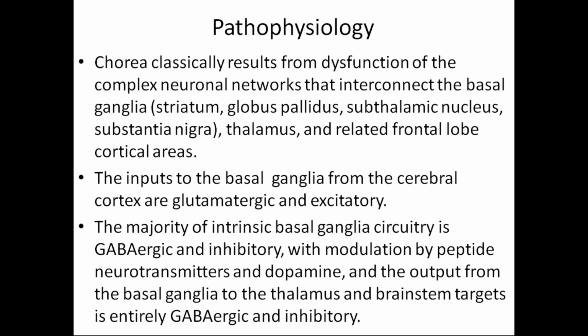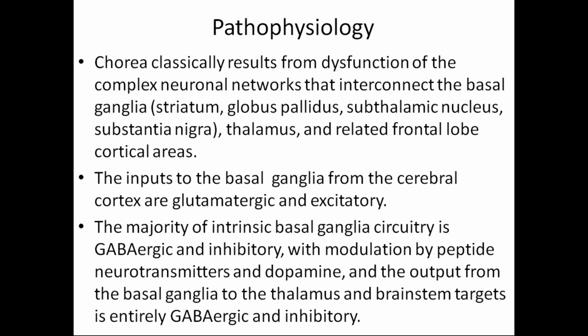So why does chorea happen? The pathogenesis of chorea classically results from dysfunction of the complex neuronal networks that interconnect the basal ganglia. The site is mostly important: basal ganglia, thalamus, and related frontal lobes of cortical areas. When these complex neuronal networks are dysfunctioning, then you want to do a movement and it goes into chorea. It doesn't go in a programmed and controlled manner, it goes out of control. That is how the pathophysiology of chorea is.